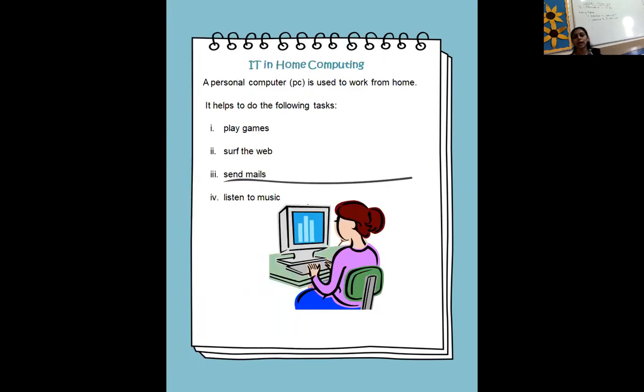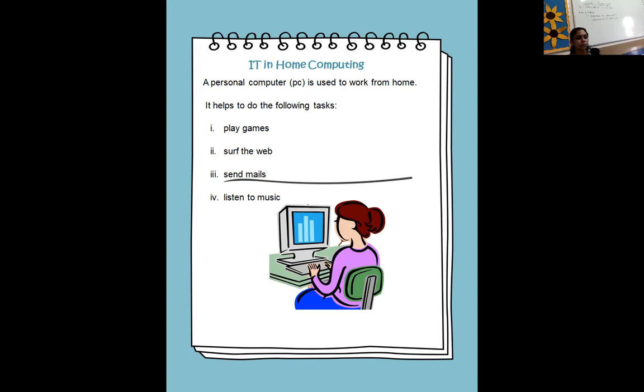Where all has this IT been used? IT is used in home computing, day-to-day life activities. IT is used in libraries. IT is used in education, entertainment, and many other fields.